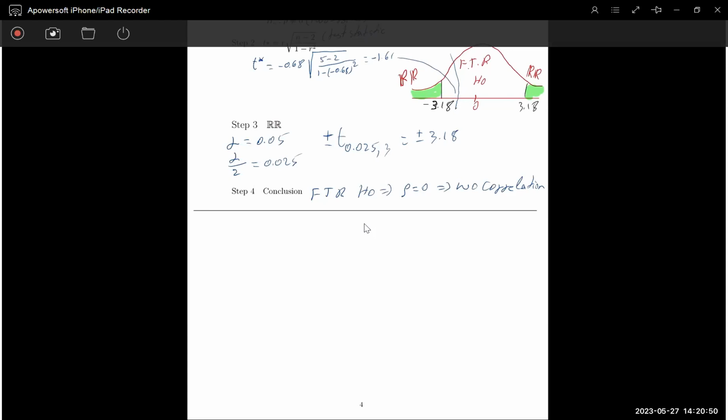So now we can do the P-value method. We have the same thing for step 1 and step 2, same as above.